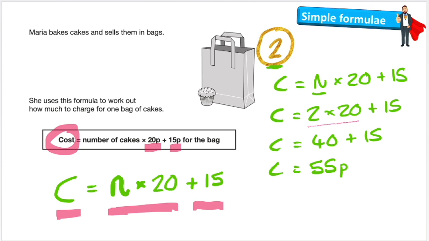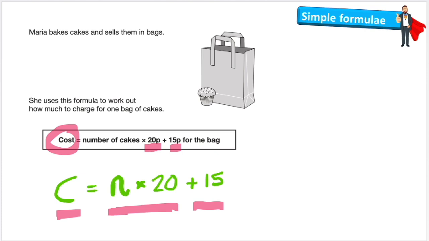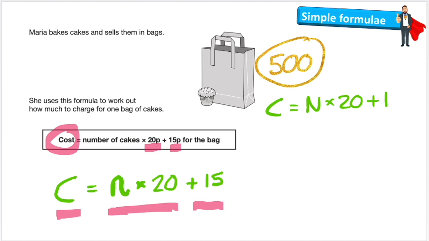Let's see a different example with a higher value and see if the formula still works. Let's buy 500 cakes. Bit crazy, but let's see. Let's write my formula again. C equals number of cakes times 20 plus 15. Now I'm going to substitute my n for my 500. C equals 500 times 20 plus 15. Okay, good. Remember BODMAS, we have to do the multiplication first.